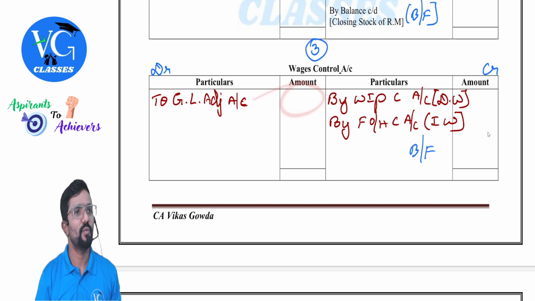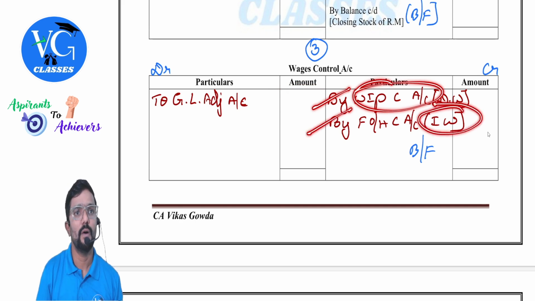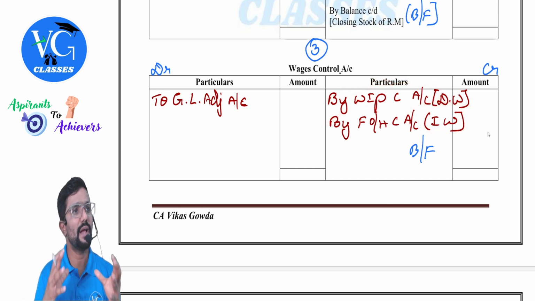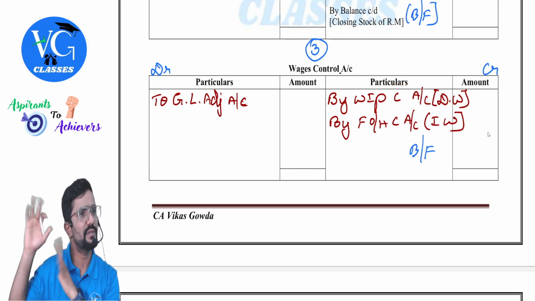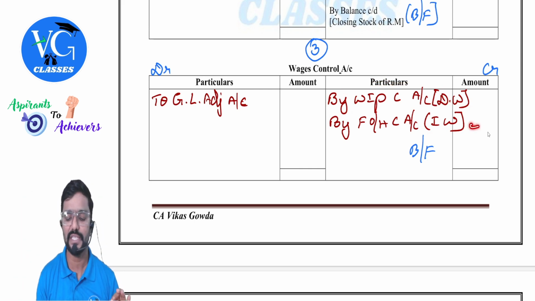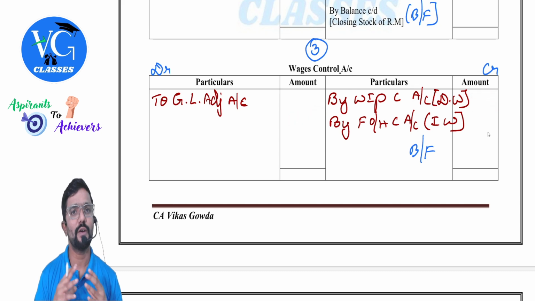We have debited. Once I have debited, if it is direct wages, I will send it to the WIP control account. If it is indirect wages, I will send it to factory overhead. Or if they have given in the question that indirect wages has to be transferred to administration, selling and distribution and all, send it to the respective account. If nothing is given, please transfer it to factory overhead. Got it? So only these three entries will come. If the account is matching, close it.